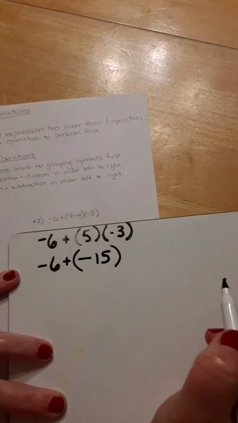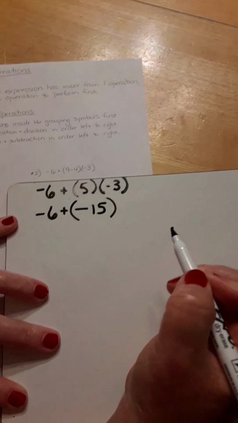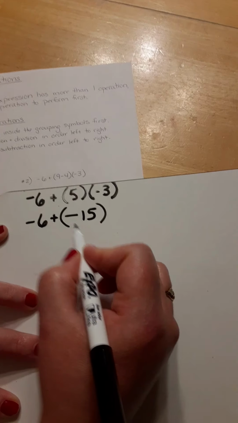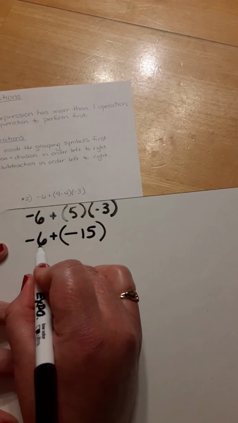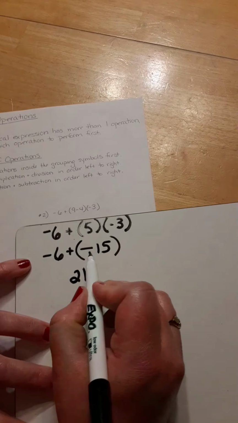Okay, so now I'm going to add the negative 6 plus the negative 15. They're both the same sign, so remember our rule says if they're both negatives, add them up. So 15 plus 6 is 21, and I need to use the sign of the numbers, and I have negative 21 as my answer.